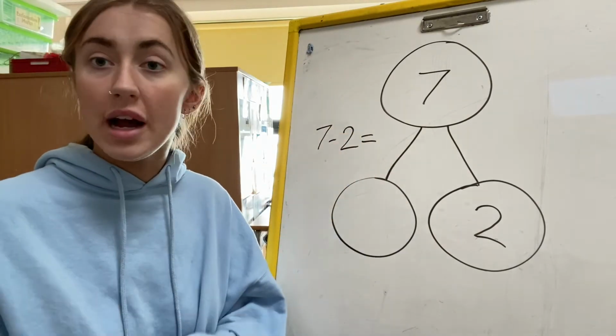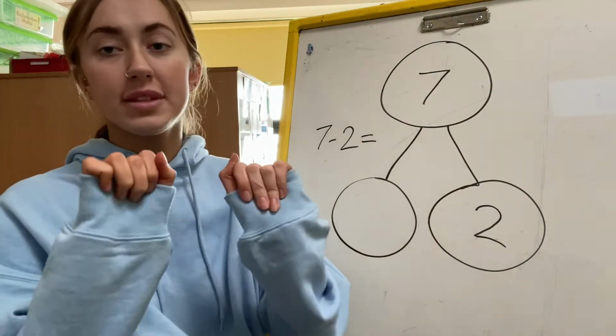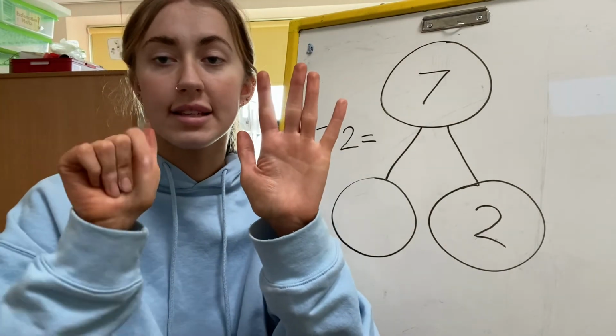So if you've got a number line, you could use that at home. I'm just going to count on my fingers. So I'm going to count up to 7. 1, 2, 3, 4, 5, 6, 7.